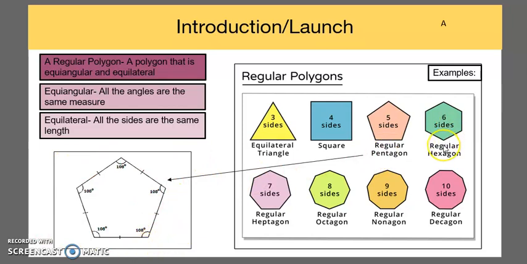So be aware of the different types of polygons that we have. A 6-sided figure is called a hexagon, a 7-sided figure is a heptagon, and so on. These are common names of polygons that you should know and you should write in your notes. Now we're going to get into some practice questions that look into this lesson.